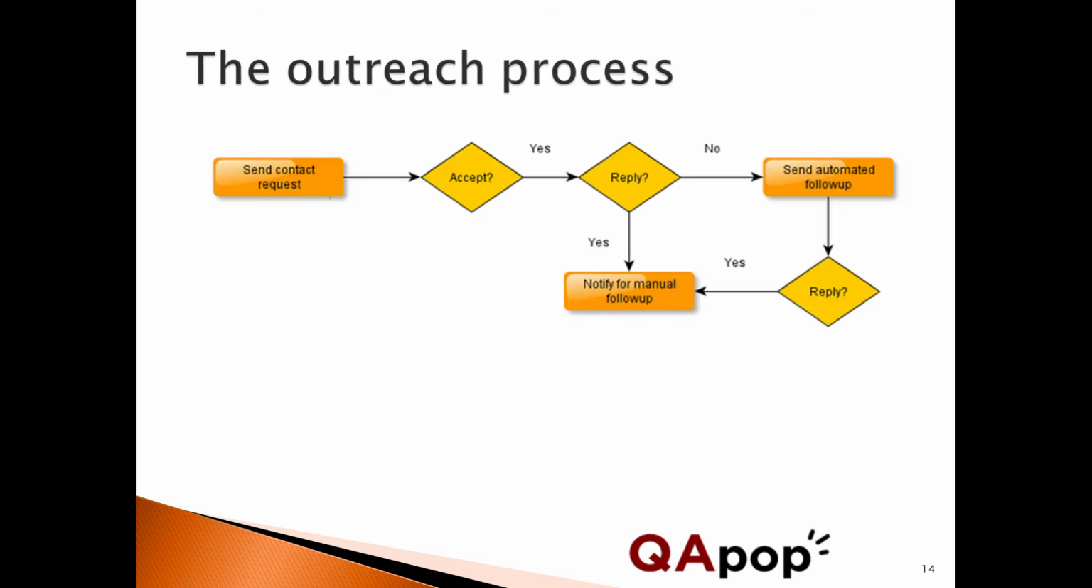Now, when it comes to the outreach, this is the process I've found to follow. You send a contact request, check if people accept it. If they do, you check if they reply. And if they don't reply, you send your templated automated follow-up. If they reply, it is strongly advised that you do the follow-up manually.